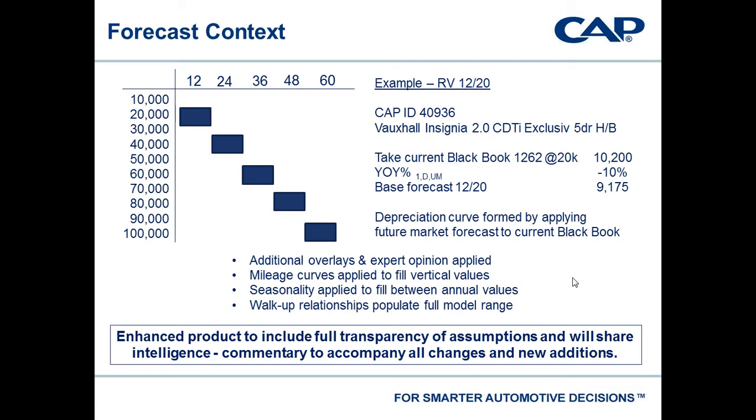And what we do with that, we need to put that in the context of producing a forecast. So we'll concentrate on these 5 points at 20,000 miles per year: 1 year 20, 2 year 40, up to 5 years 100. And for each of those points, we always start off with a current Black Book value. Now for that example of that Insignia, those values are already in Black Book. We'll take those direct from Black Book.